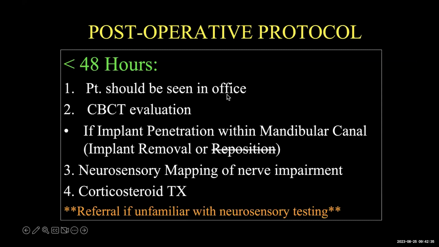But you want to see the patient immediately in your office and take a CBCT. If the implant is in the nerve, you want it out, so take it out. Do not reposition it superiorly. A lot of people will say that, but then you're going to have the implant in a non-prosthetic position. Also, you want this to regenerate. Neurosensory mapping is imperative, and you must give corticosteroids. That's basically standard of care. If you're unfamiliar with doing any of these procedures, then refer it, but the sooner the referral, the better.